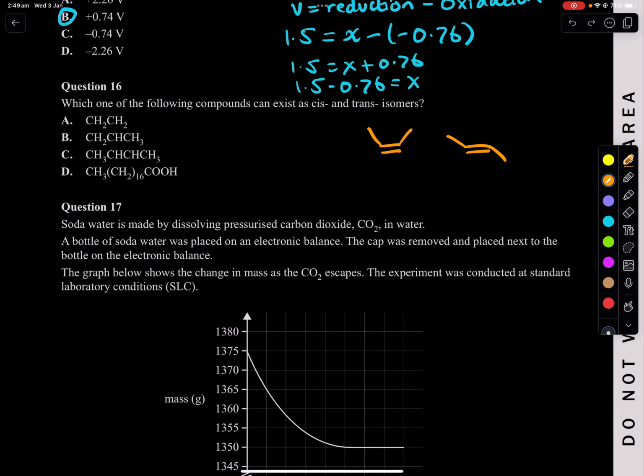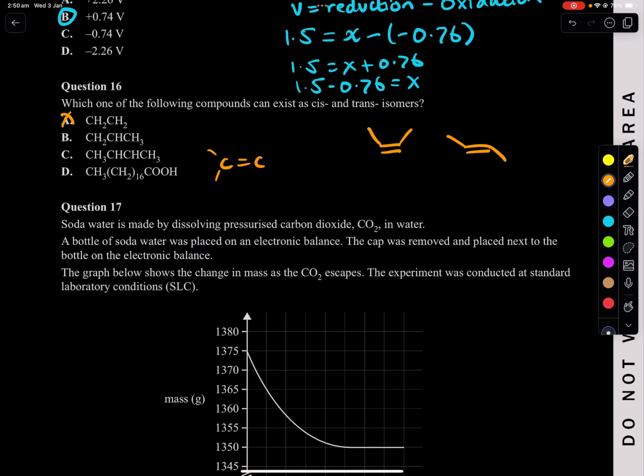Well, if I was drawing this, it's a double bond, and we have two carbons here, two carbons. It just looks like this in terms of skeletal structure. It doesn't even exist as a cis and a trans. It wouldn't even look like these. So that's rubbish.